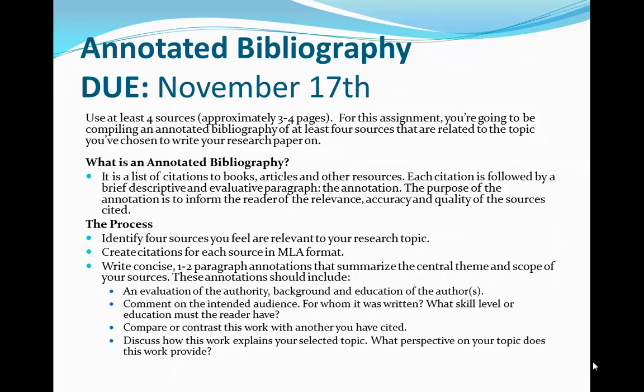An annotated bibliography is a list of citations to books, articles, and other resources that you're going to use for your research project. For this assignment, you're going to cite 4 sources that you really feel like you can use on your project. After you cite the sources in MLA format, you'll include a brief descriptive and evaluative paragraph, which is called the annotation. The purpose of the annotation is to inform the reader of the relevance, accuracy, and quality of the sources that you've cited. You're going to need to include at least 4 academic sources.